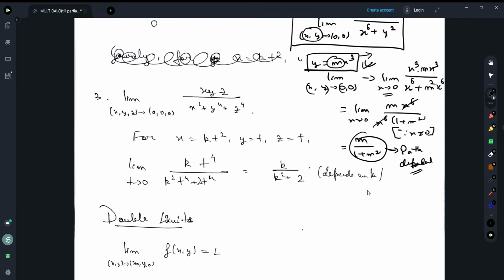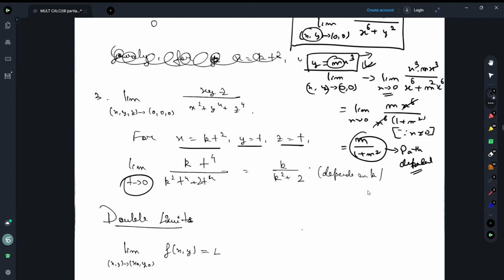Here you have three variables, x, y, z. All three approach 0. That is, x, y, z approaches the origin in 3D space, and we have this particular function. Now here, if you take x as kt square, y equals t, and z equals t, then as x tends to 0, y tends to 0, and z tends to 0, t tends to 0 as well, right? And putting x equals kt square, y equals t, and z equals t in the given function, you can change the function to kt to the power 4 over k square t to the power 4 plus 2t to the power 4.